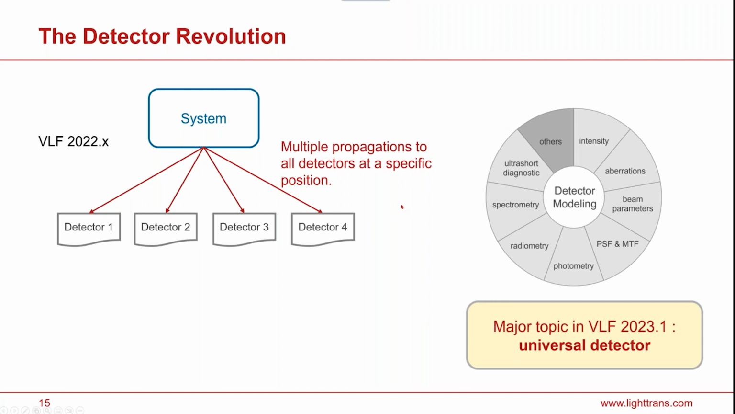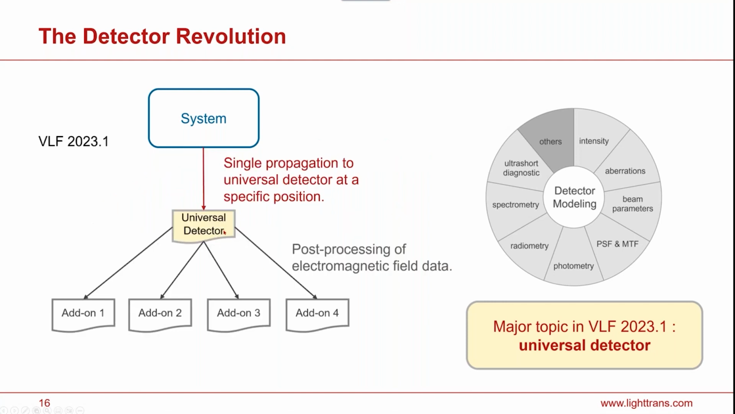So we decided to replace that by a universal detector, where we propagate to this detector plane one time, calculate the field one time, and then calculate all the different detector functions, whether it's pulse length, coherence function, irradiance, or luminance, or whatever, from the fields. How this works will be discussed in detail in the first webinar. Obviously, by doing all this in the post-processing of the electromagnetic field, it becomes much, much faster. So that's a quite important thing.